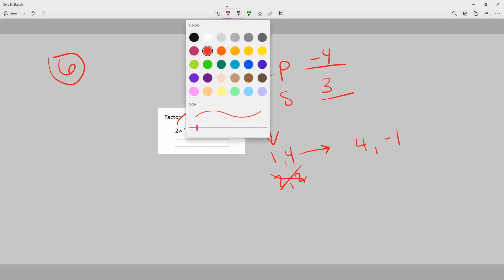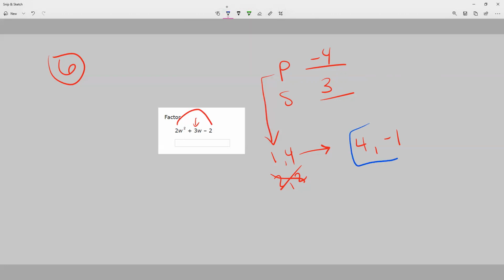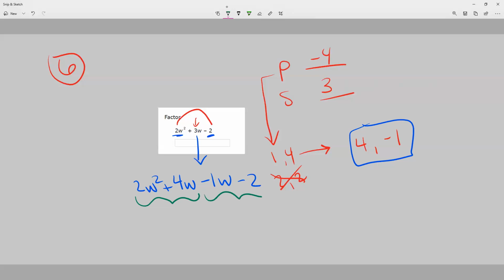So these are the two numbers I'm going to rewrite in the middle here. I'm going to turn that into 4w minus 1w, or just w. And then the 2w squared stays out front, and that negative 2 is still in the back. And then from here, I would factor by grouping. Make sure you pay attention to the fact that this is negative, so you need to have a minus sign here. When you take out a negative, ooh, this is a good problem to do actually, because I don't know if we talked about this.